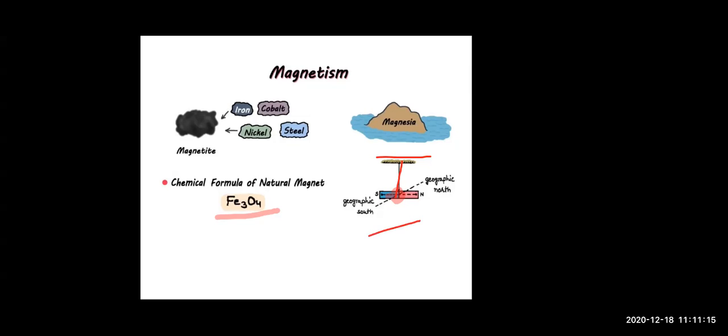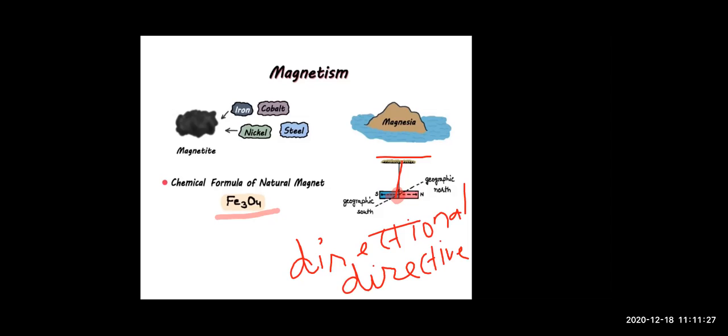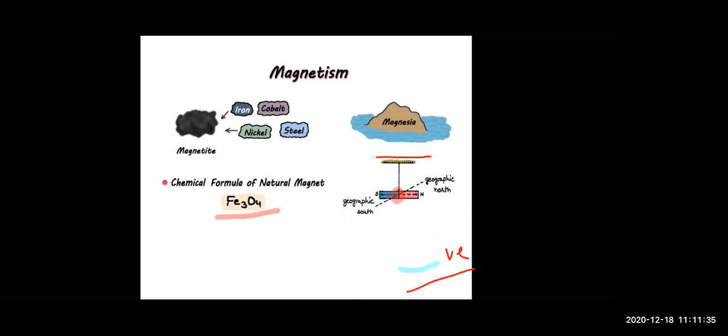This property of magnet is known as directional property, or it is also known as directive property of magnet. And this directive property of magnet is used in the magnetic compass needle in order to find the direction.